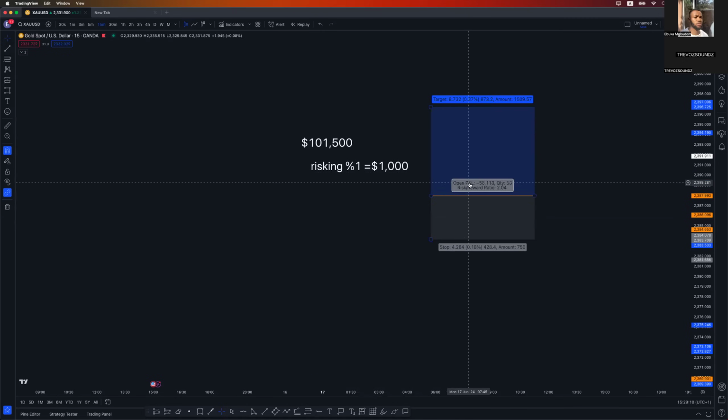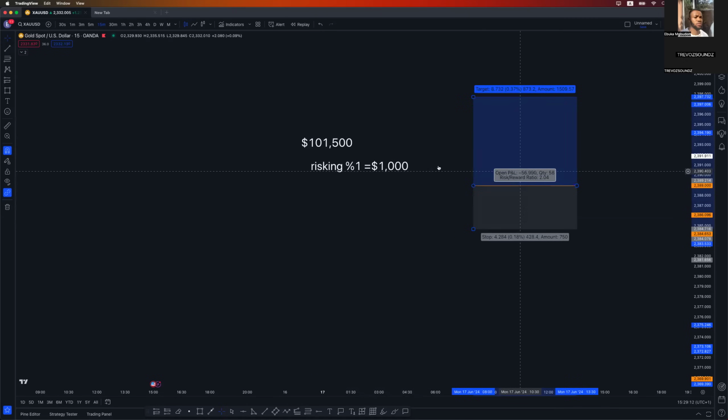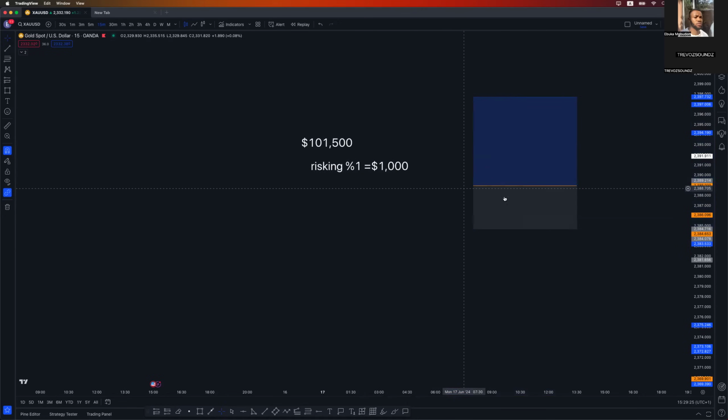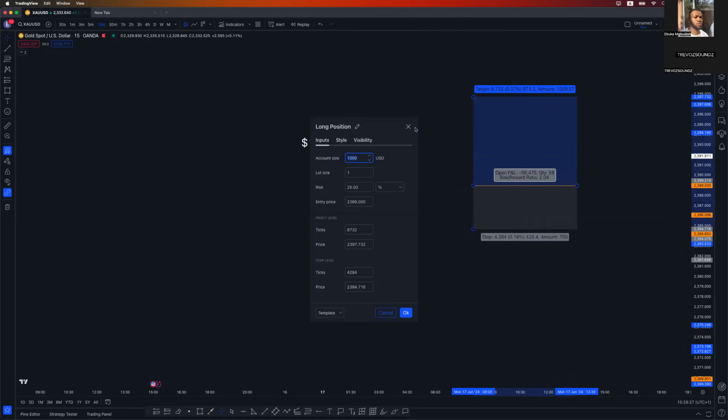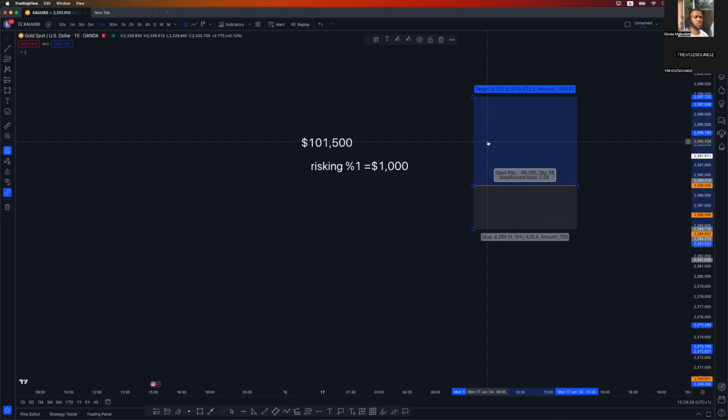Let's assume that you find another setup and you want to risk this $1,000. You no longer want to risk 0.5%, $500. You have to be risking $1,000, which is that 1%. So let's say you want to take this trade now. If this trade hits your take profit, this is a 1:2 risk to reward trade, and you are risking $1,000.